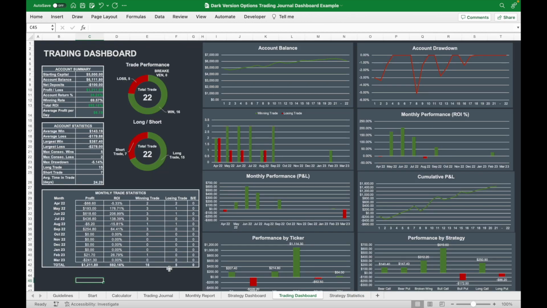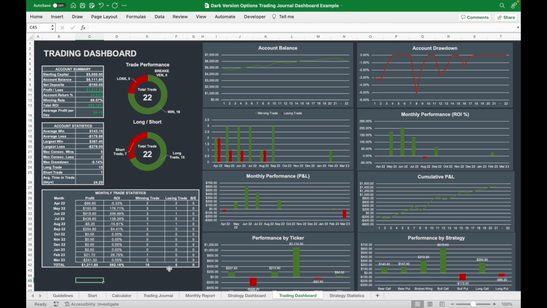Finally, the main trading dashboard provides a comprehensive overview of your trading activity over a 12-month period. It displays your account summary including total profit and loss, win rate, and average win and loss. The page also presents 12 monthly trade statistics such as profit and loss and the number of winning and losing trades. The interactive chart automatically updates as you input data into your trading journal.